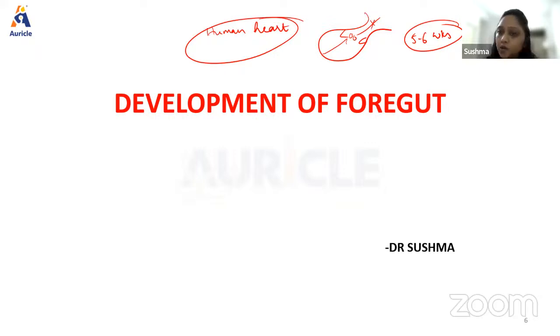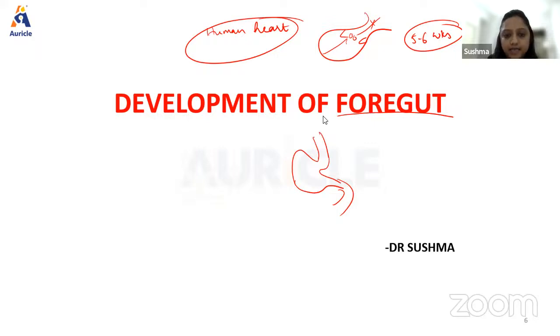Okay. Today is all about development of the foregut, right? How the gut actually develops. The stomach, how does it develop? I know this is not how the stomach looks, but just bear with the diagram. How the stomach and the duodenum and everything get formed is something that we'll be studying in today's class.